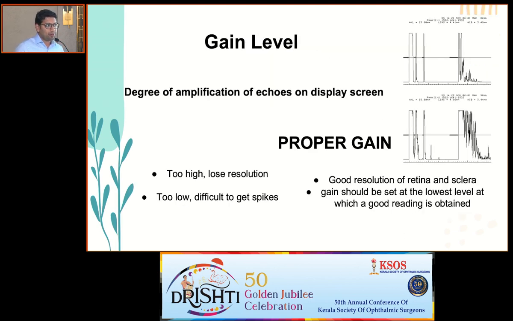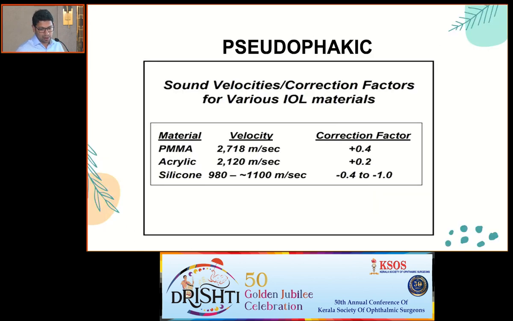And you have to optimize the gain. What is gain? It is the amplification of the echoes on the display screen. If gain is very low, you get very small spikes. If it is very high, you lose resolution. You have to use the minimum gain that gives good resolution. That means you can clearly identify the retinal and scleral spikes.